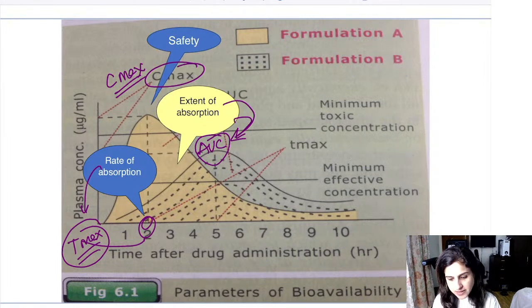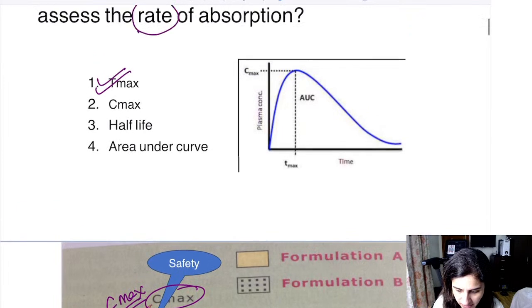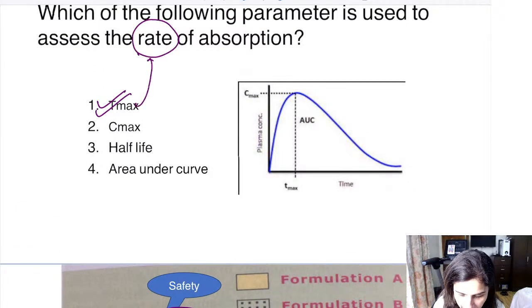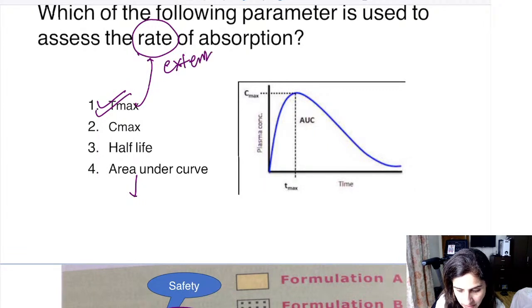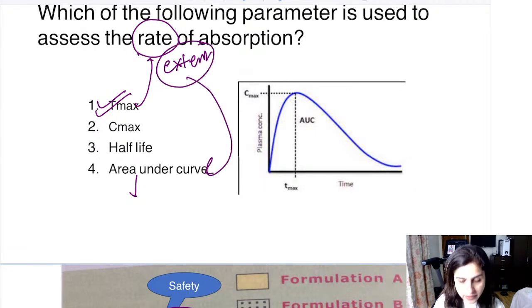So from this question, Tmax is your rate, and if the question asked about the extent of absorption instead, then your option would be area under curve. These two points are very important from this question.